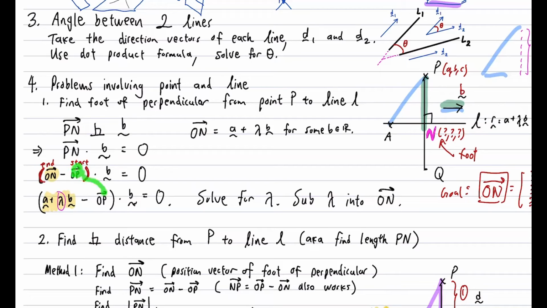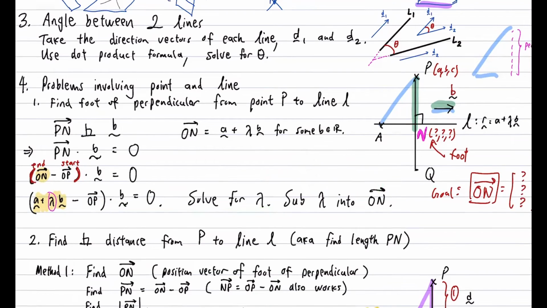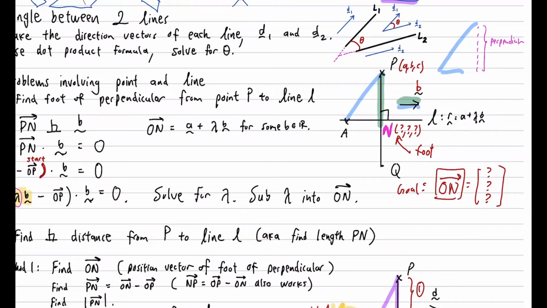Then OP leave as OP. So now you have some bunch of numbers, dot product with B equal to 0. You can solve for lambda. After you solve for lambda, what do you do? Substitute this value of lambda into vector ON. Vector ON is nothing but this formula here, a + λb, for some lambda. Then you sub in the lambda, and you're able to find your vector ON already.